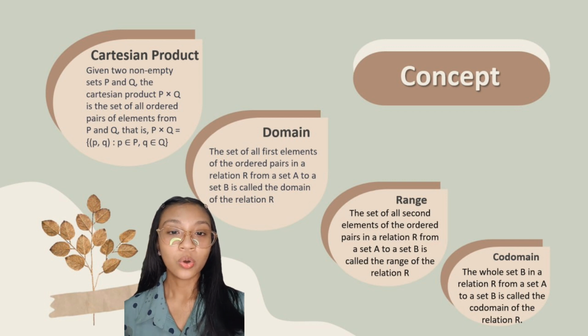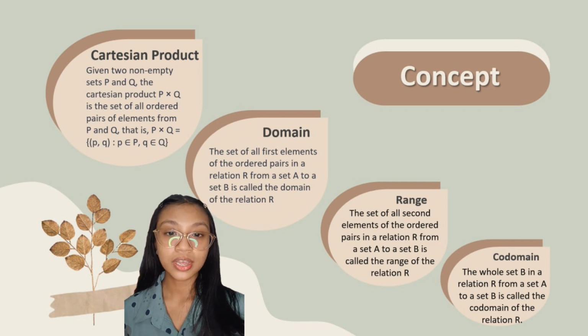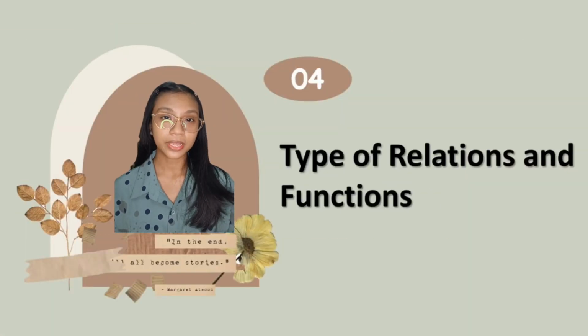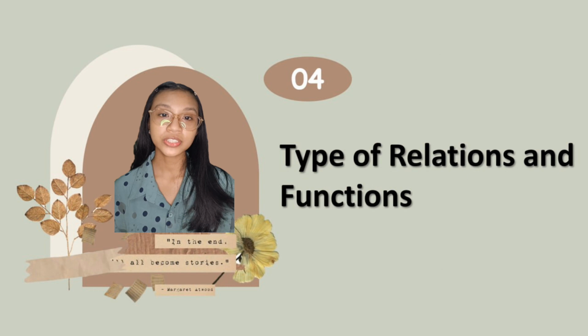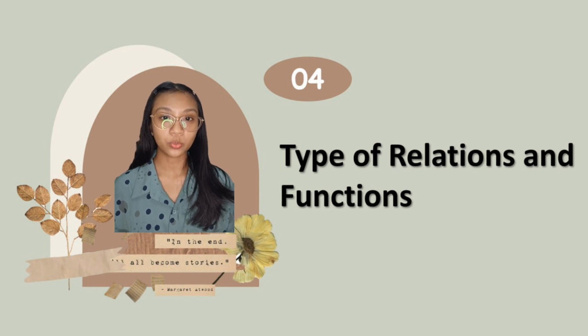Codomain. The whole set B in a relation R from a set A to a set B is called the codomain of the relation R. Note, the range is a subset of the codomain. Next, I will explain the types of relation and function. Different types of relation and function have specific properties which make them different and unique.